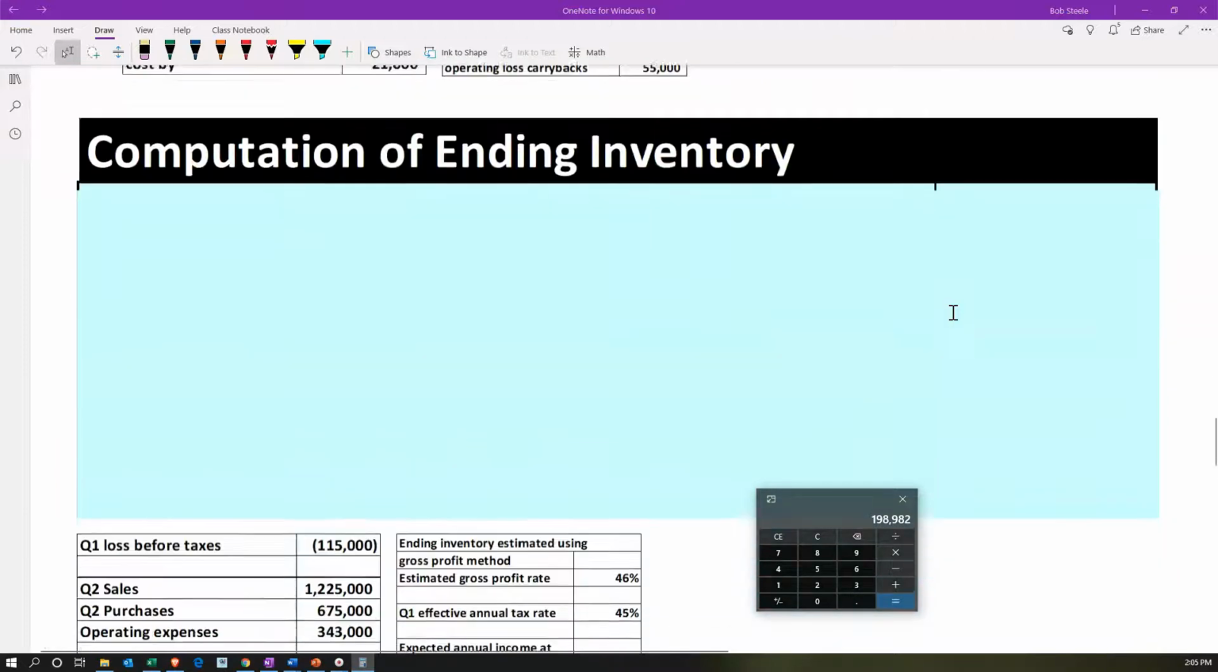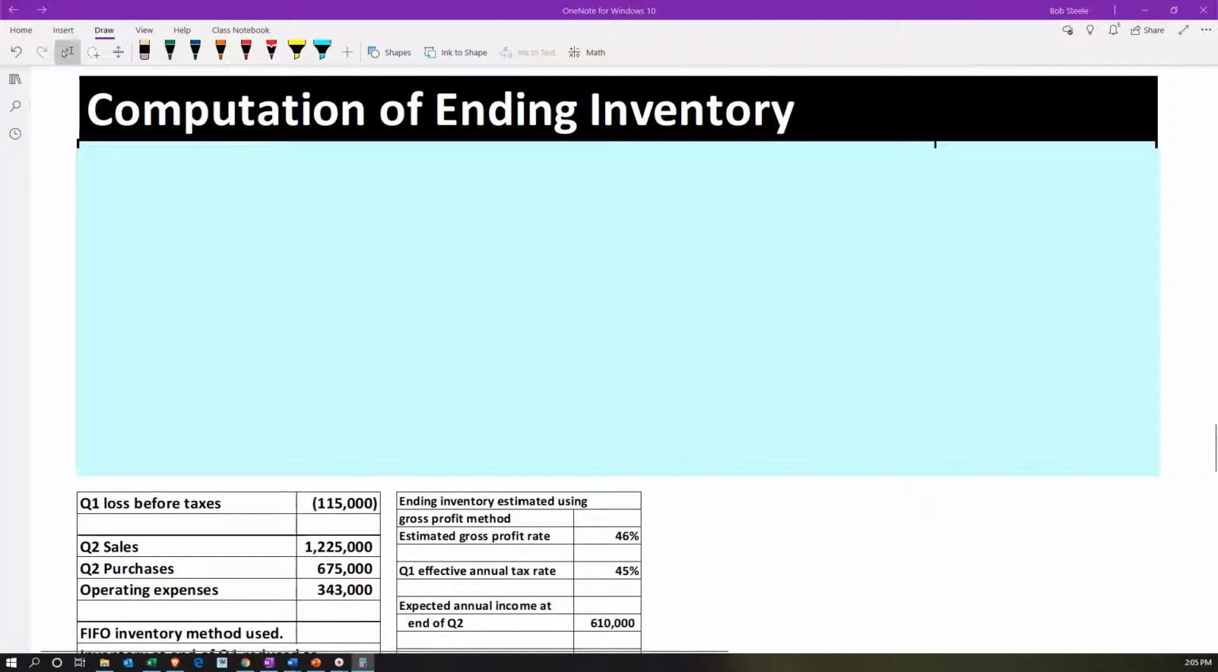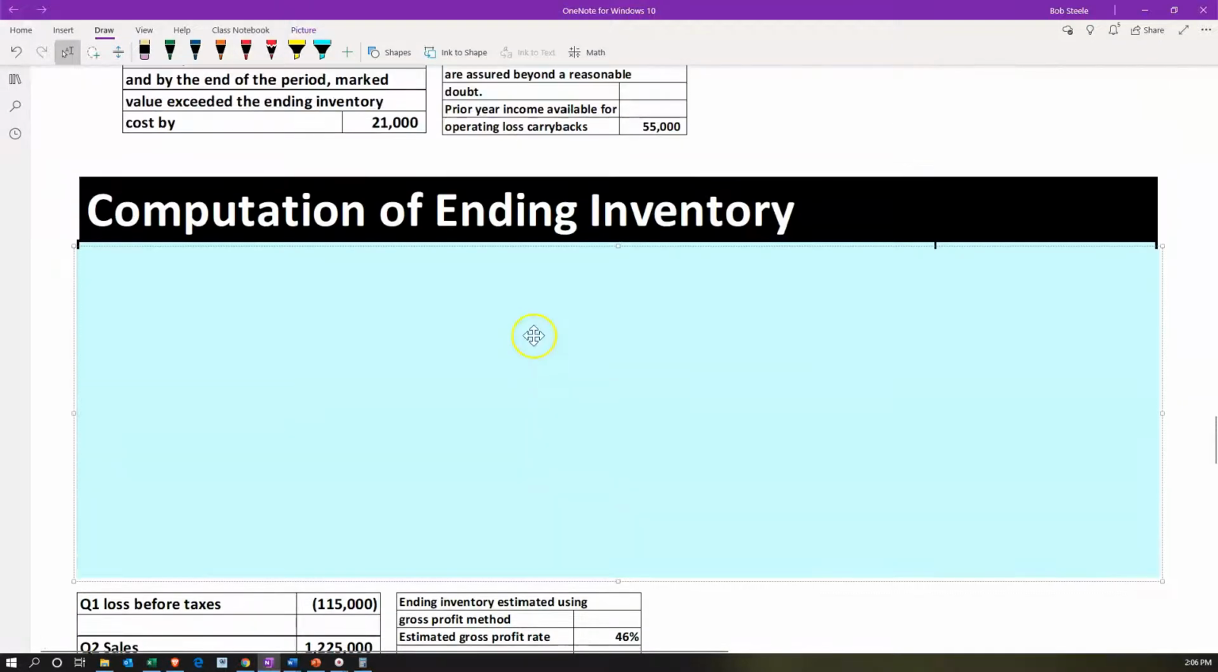So then we're going to scroll down. We're going to do a computation for the ending inventory. This is a little kind of quirk that we had in this particular problem, that we're going to be adjusting the ending inventory because the ending inventory estimate is estimated using the gross profit method. And so we'll have to do this little adjustment here.